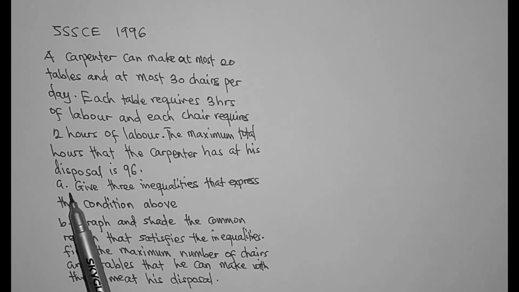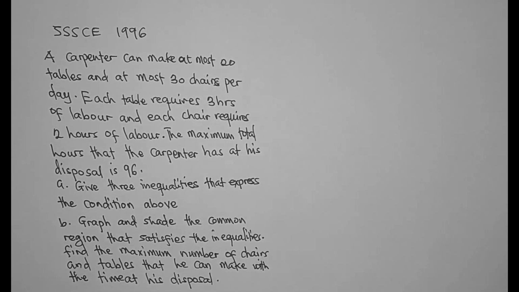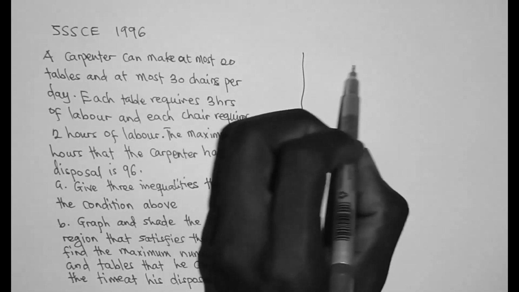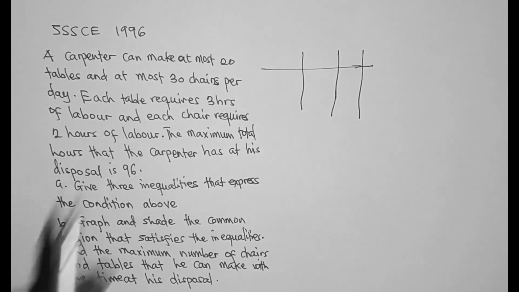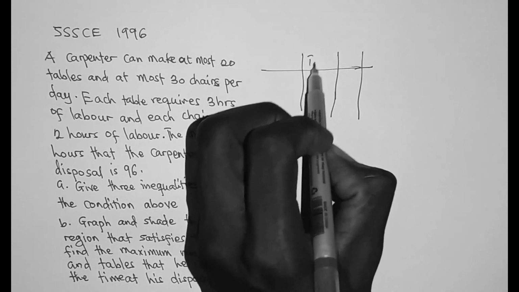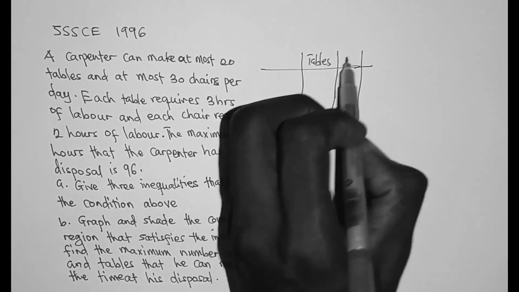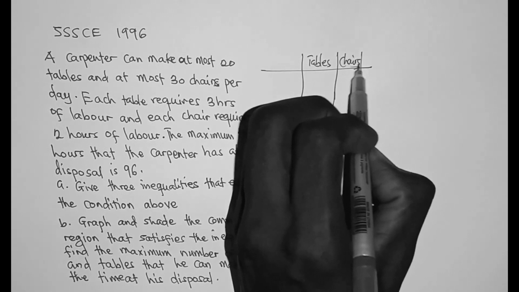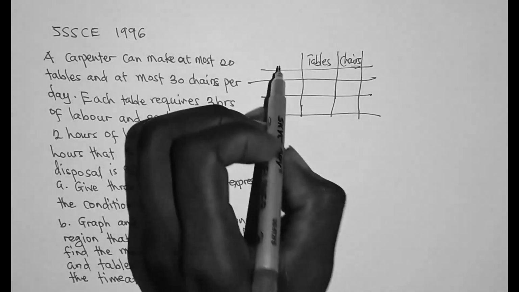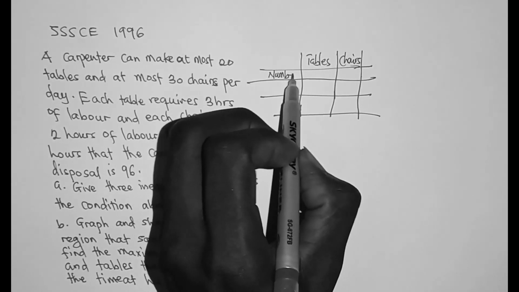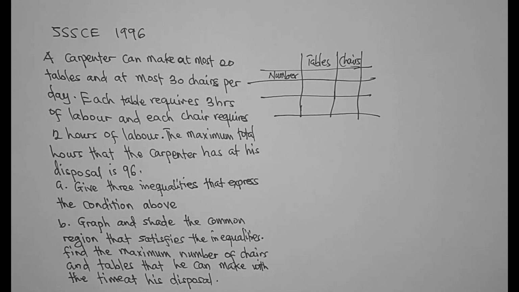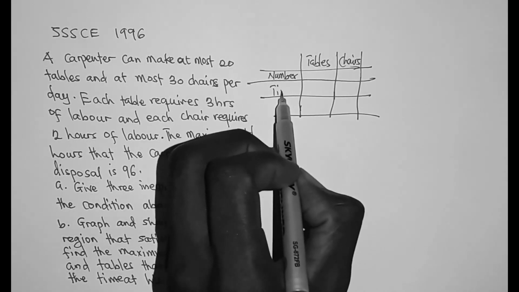So the first one is we should write the inequality that expresses this condition. So let's first synthesize the question into tables and chairs. So he's making tables and then chairs. So the first one is the number of tables and chairs that he can make. And then the second one is the time that he uses.